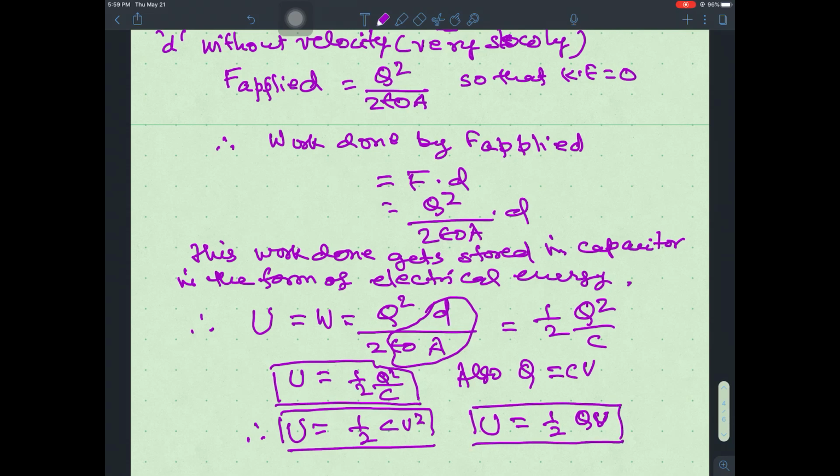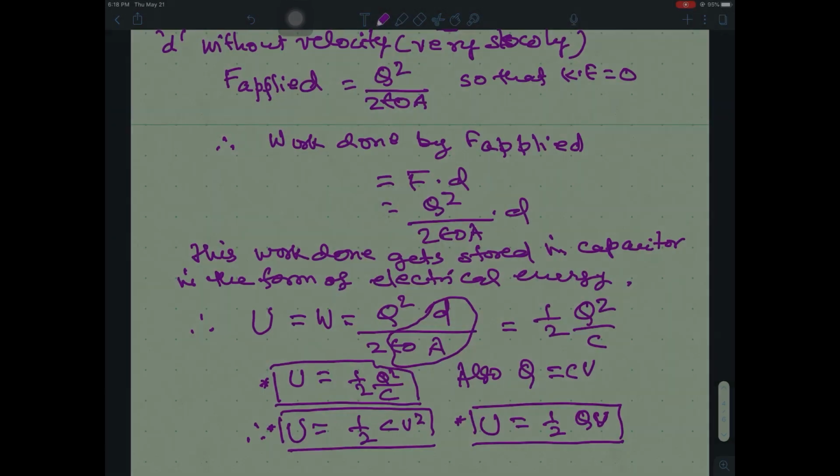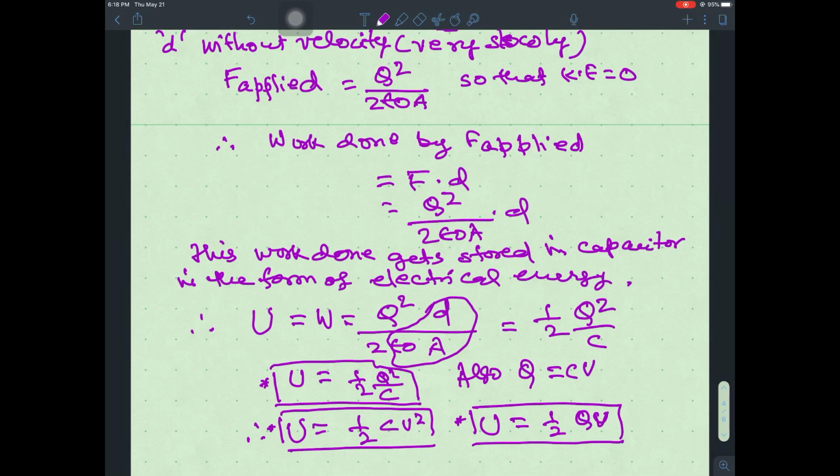These are the three forms of energy stored, which is very important, and we have kept the kinetic energy 0. For this we have assumed that F applied is equal to the force of attraction between the plates, and the plates are separated very slowly. It is very useful in solving numericals in a confident way, if you have understanding of these expressions for energy.